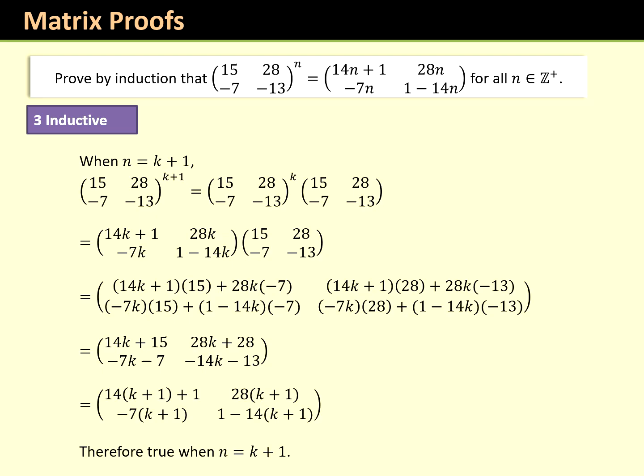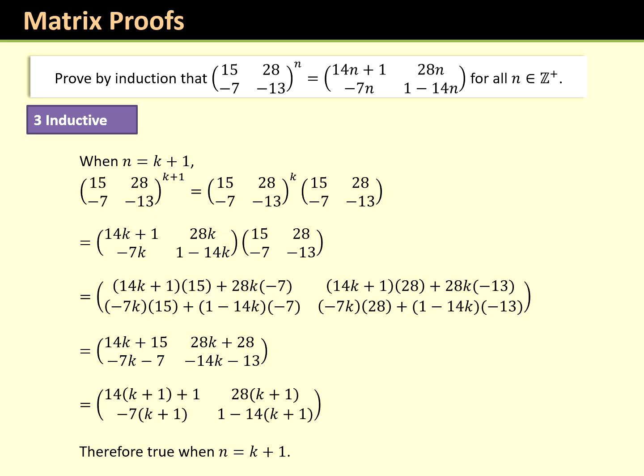-7k, 1-14k). So then we do our matrix multiplication, which, as you should know, means multiplying the top row elements of the first matrix by the first column elements of the second matrix, and so on, to produce a new 2 by 2 matrix. So I'm going to assume you understand the concept of matrix multiplication. And when we simplify all that, we get 14k+15, 28k+28, -7k-7, and -14k-13.